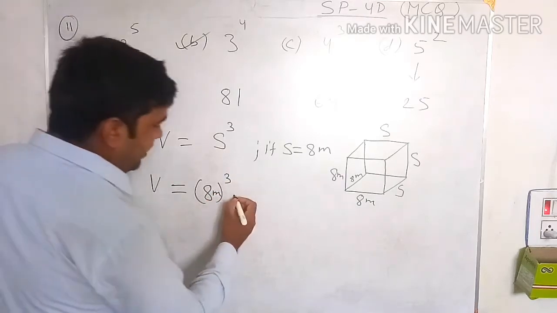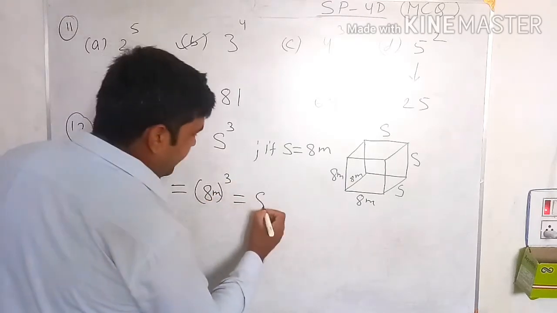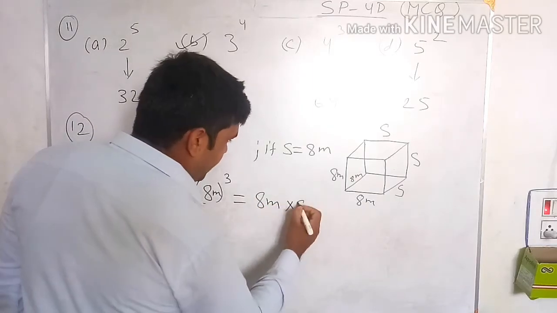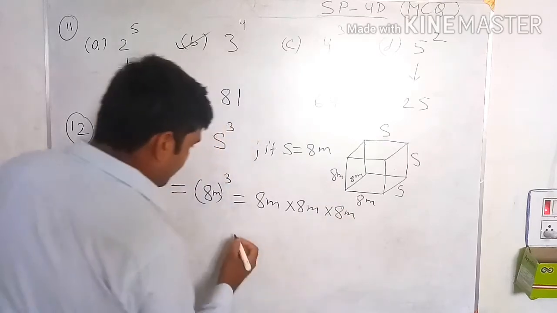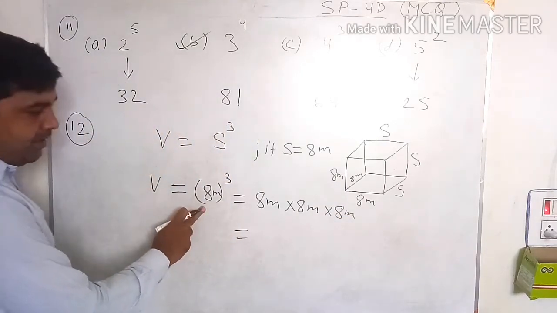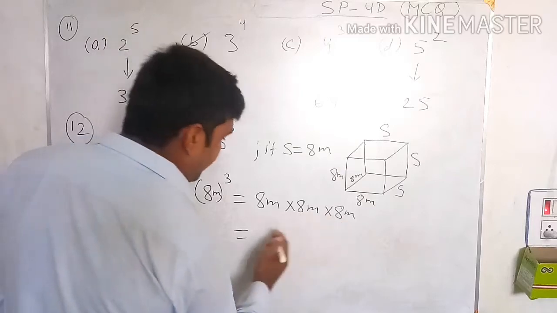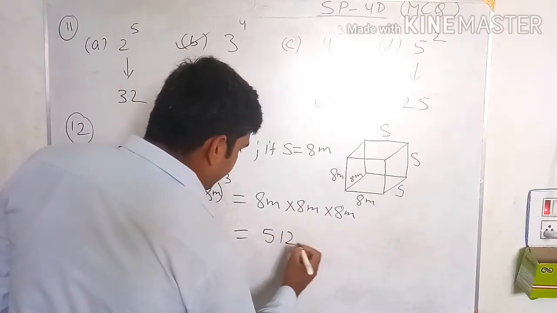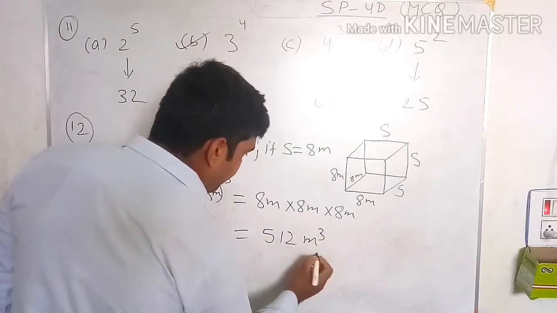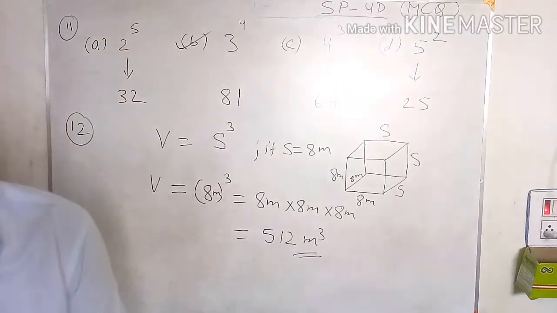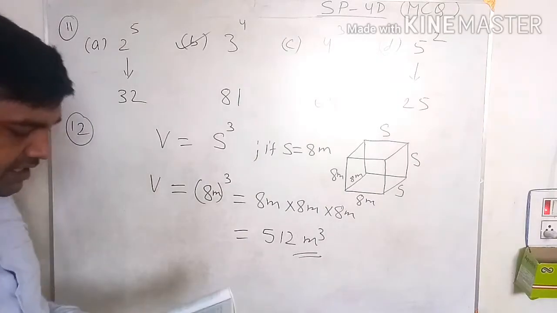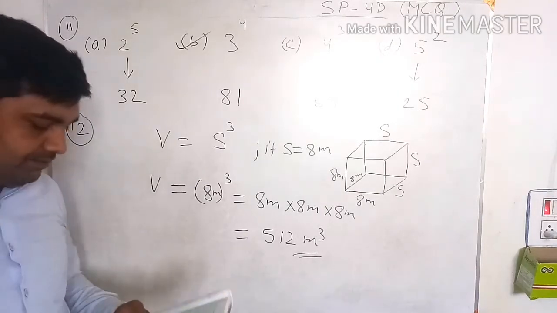So what will be its value? Multiply the base by itself 3 times, that is 8 meter times 8 meter times 8 meter. The value of 8 cubed is 512. 8 times 8 is 64, 64 times 8 is 512. So the answer will be 512 cubic meter, which is the volume of the cube. Option C is the correct answer for question 12. Okay.